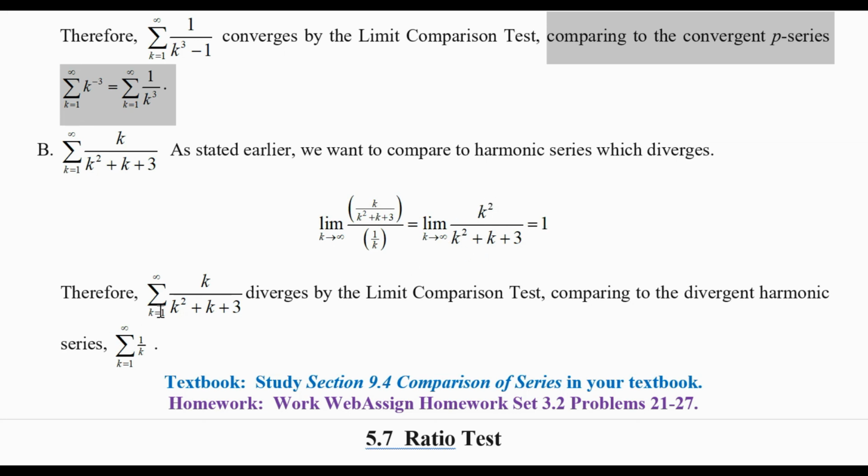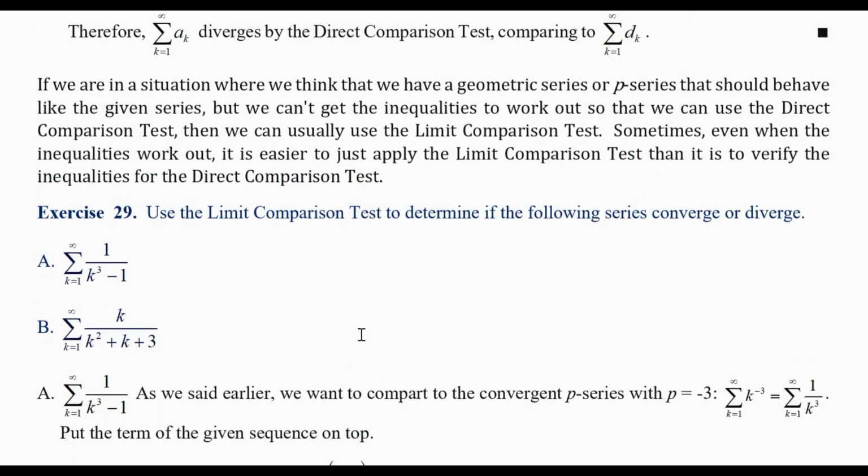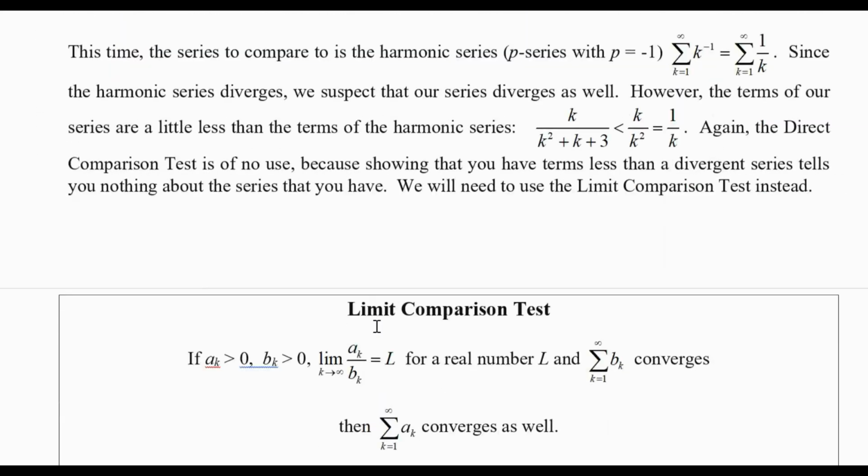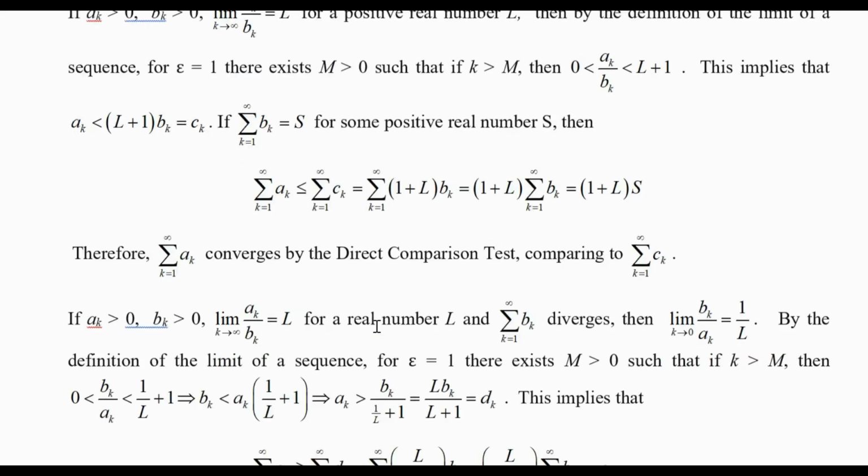So therefore, the sum from k equals 1 to infinity of k over k squared plus k plus 3 diverges by the limit comparison test, comparing to the divergent harmonic series, the sum from k equals 1 to infinity of 1 over k.